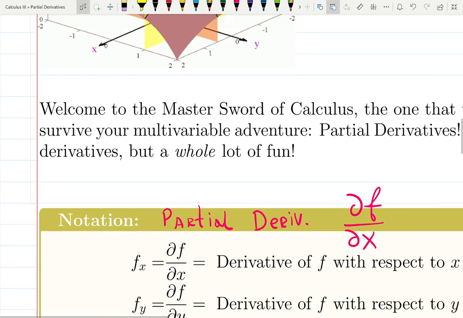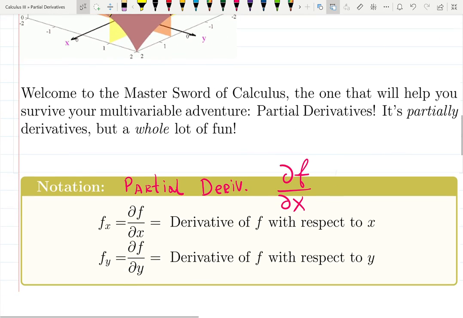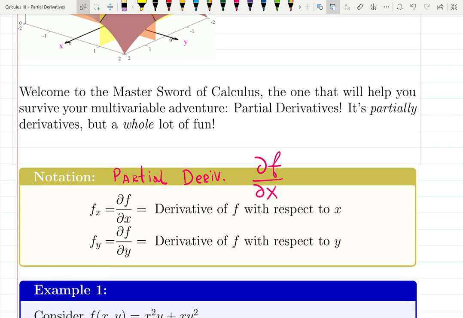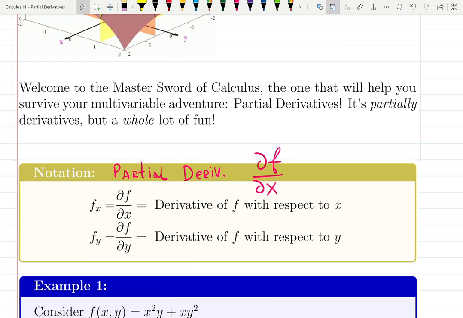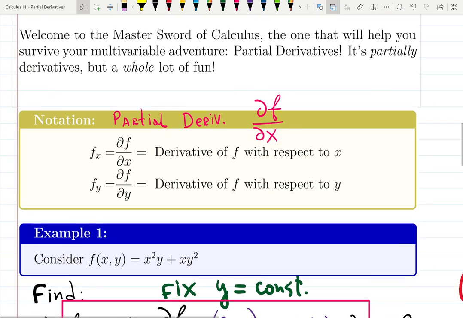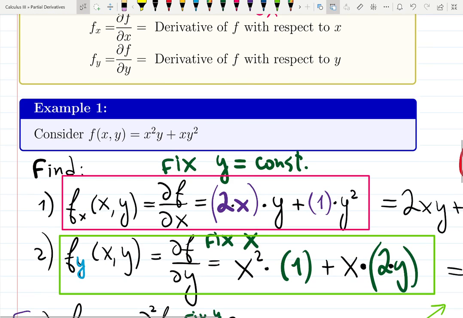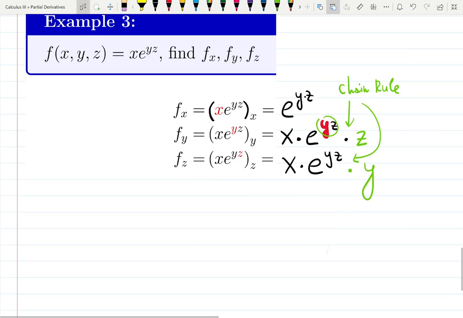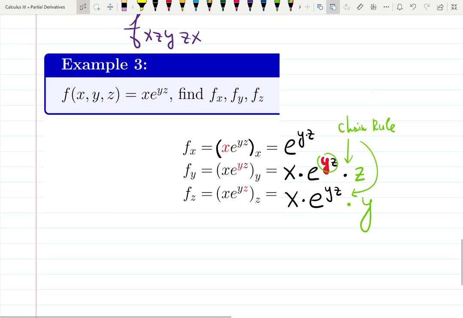I like this pun. Partial derivatives. It's partially derivatives, but a whole lot of fun. Like, yeah. I'm not good with puns, but I kind of get it. I don't know, maybe you like it. Anyway, did you get it? It's partially derivatives, but a whole lot of fun. You know I'm not good with puns. Getting puns is like an upper level of understanding language and the culture, so I barely understand any puns. You're almost there.